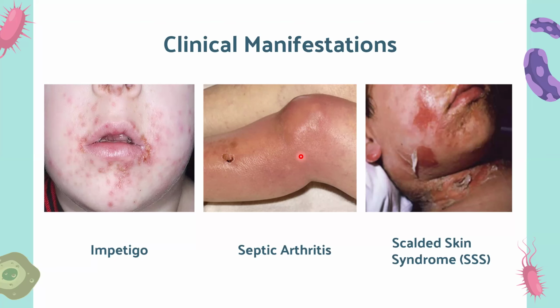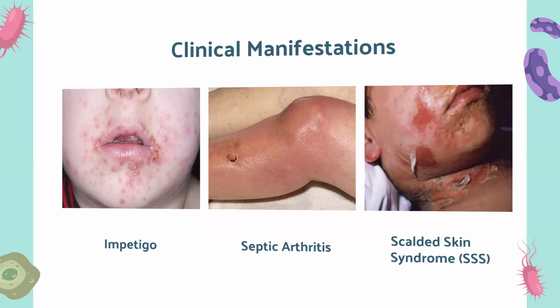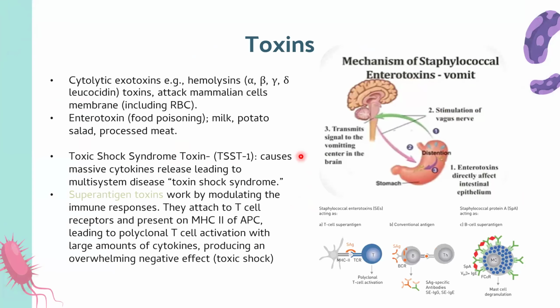Staph aureus. Now, I keep telling you guys about toxins and toxins and toxins. What type of toxins does Staph aureus have? It has cytolytic toxins. What that means is that it can cause hemolysis, and it can attack mammalian cells, including RBCs. So for Staph aureus specifically, it is actually beta hemolytic. What that means is if you were to culture it on blood agar, what color are you expecting to see with beta hemolysis? Clear?